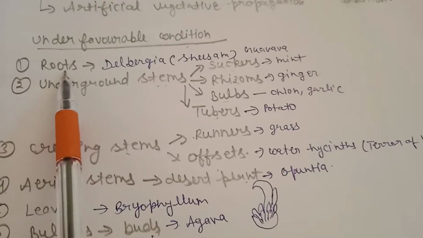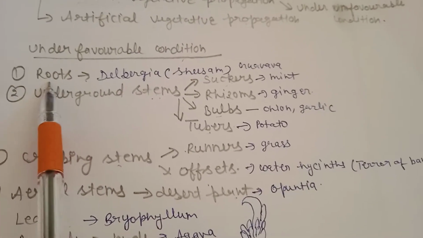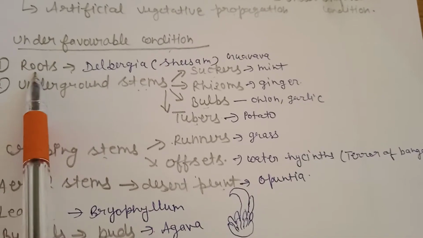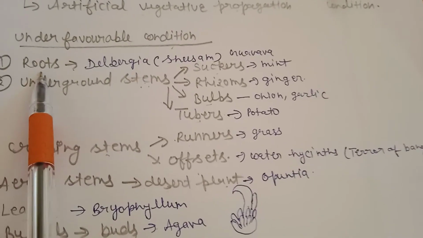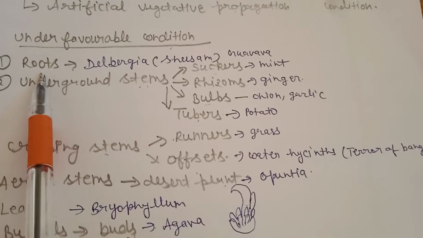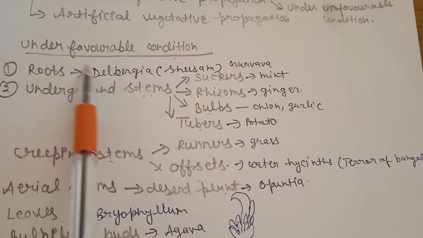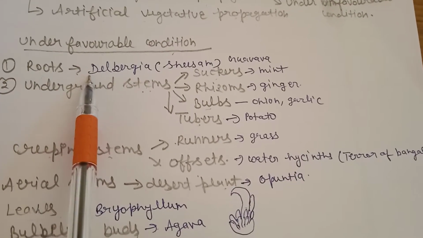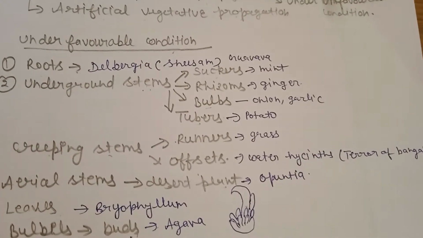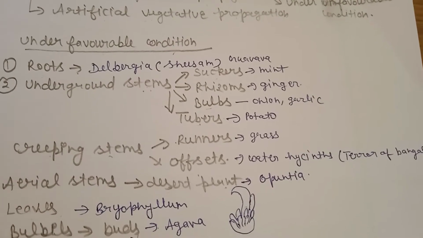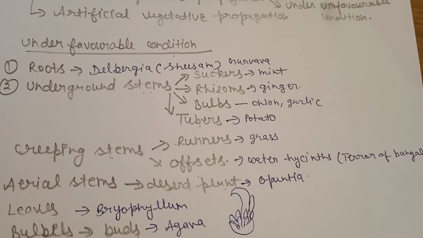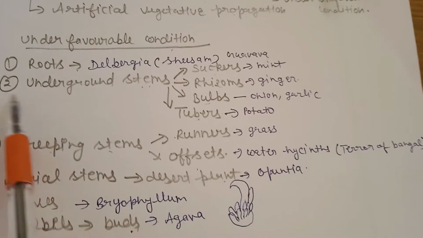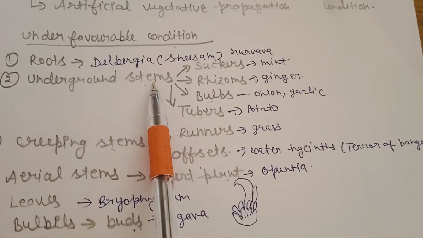First one is roots. Beta, you can take a very easy example: there are two types of root. The first one is taproot and the second one is fibrous root. This type of propagation takes place in both types of root, whether it is adventitious root, fibrous root or taproot. The second one is underground stems.